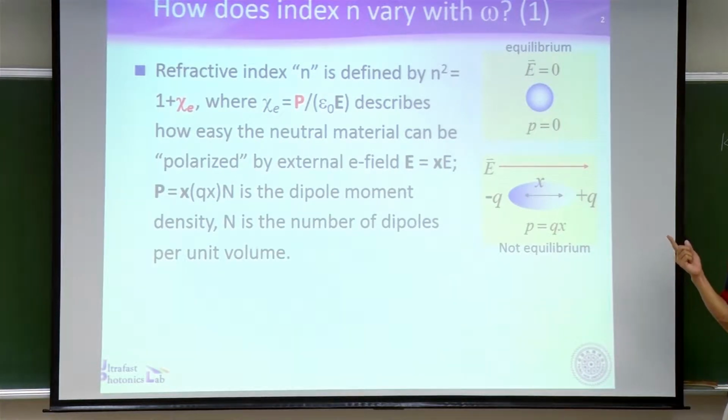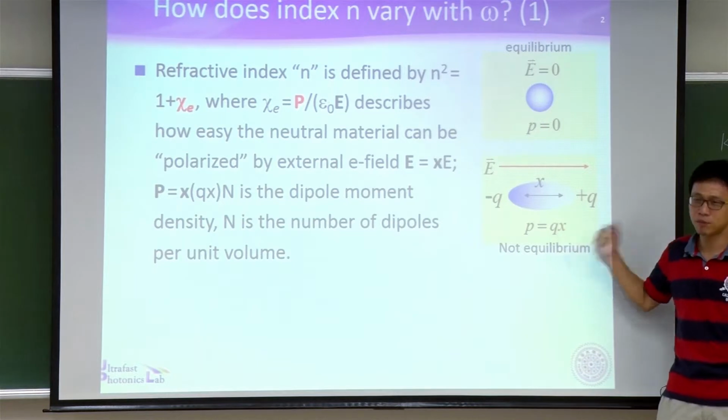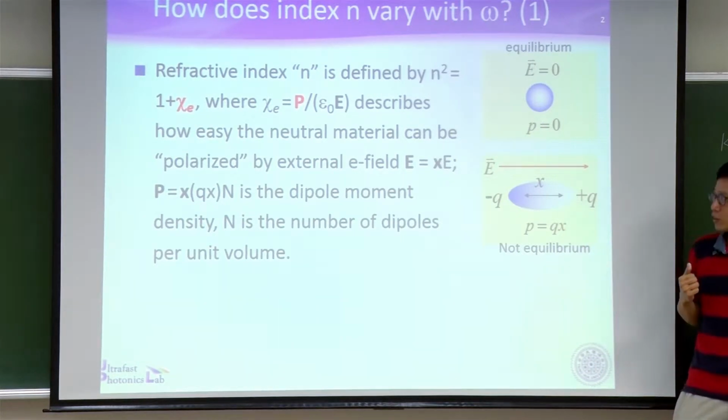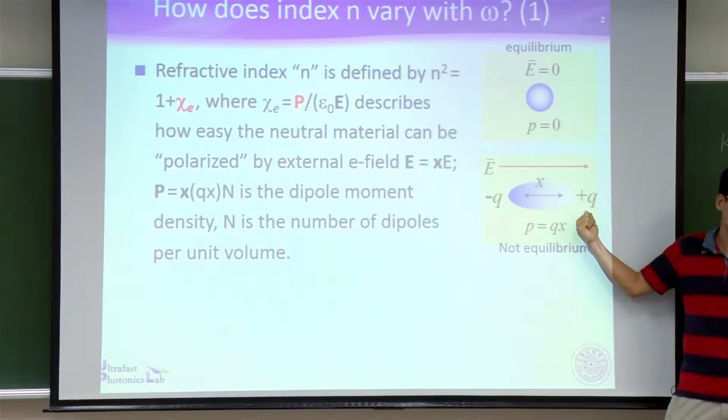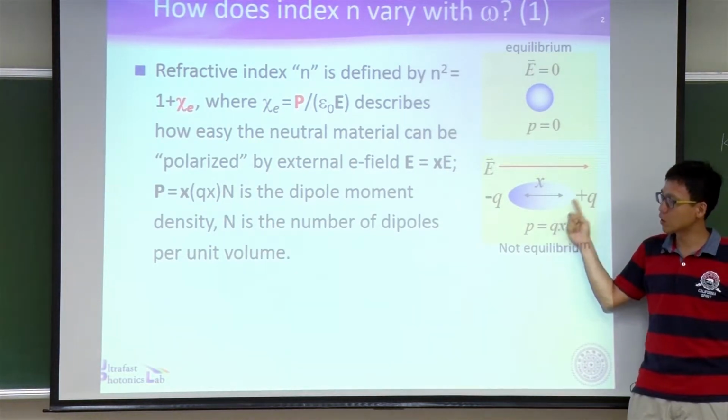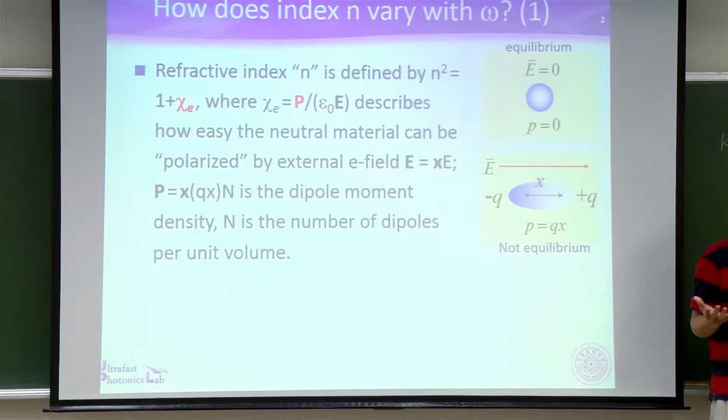And what is the dipole moment? Q times x. And what's the direction? From minus Q to plus Q, so positive x. But this is a single atom model. In reality, we have a lot of atoms, right? So what do we need?